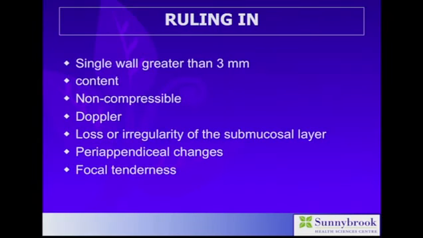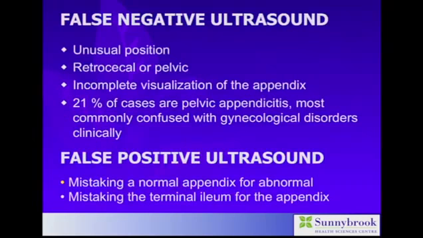Look at each individual layer and make sure that they are regular. In the case of appendicitis, you may see focal irregularities of the submucosal layer. Look for periappendiceal changes, including inflammatory fat, focal fluid, or focal collections. And evaluate for focal tenderness, ensuring that the patient's point of maximum tenderness is in fact over the appendix.